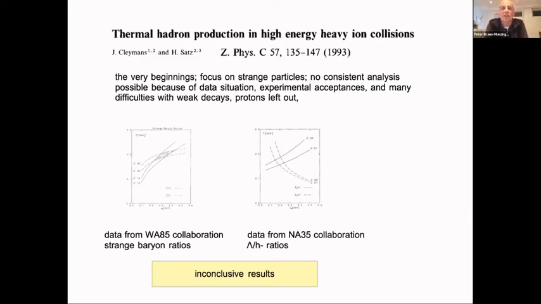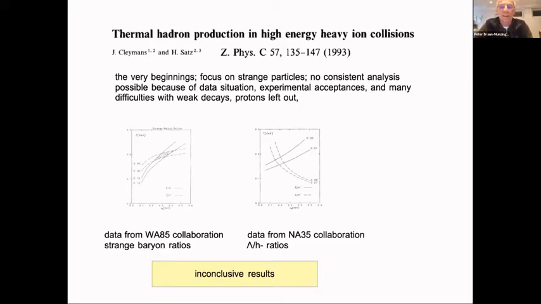They analyzed data from the WA85 and NA35 collaborations from CERN at the time. And they found that there are some interesting details, but actually the data and the results proved to be inconclusive, and so no consistent analysis was possible. So one could not tell whether this was because the data were inconsistent, because the data exhibited traces of non-equilibrium, because of particular selection of particles and so on.